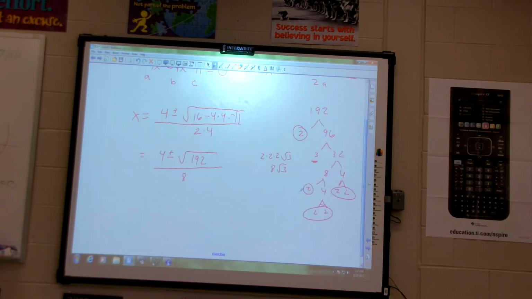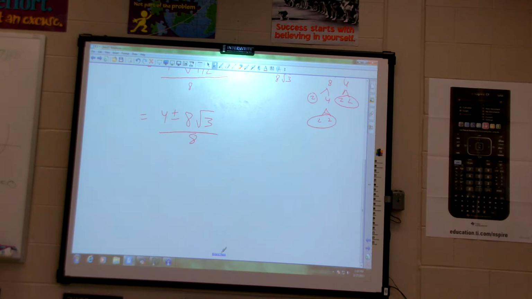Yes? So I get 4 plus or minus 8 square root of 3 over 8. Don't leave it like that. That's not reduced. A lot of people ask, can't those 8s cancel? No! You cannot cancel if there's addition and subtraction. However, I have 2 terms up top. Terms are separated by adding and subtracting. I'm going to divide each term by 8, but I have to give it to each. Now that reduces. 4 over 8 is 1/2, and those 8s now cancel. Square root of 3.